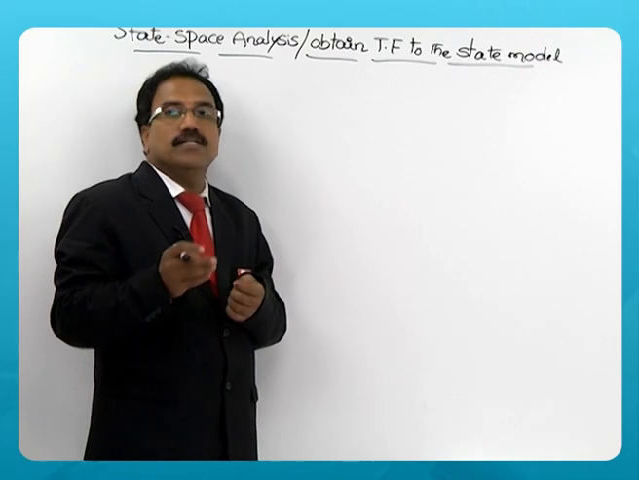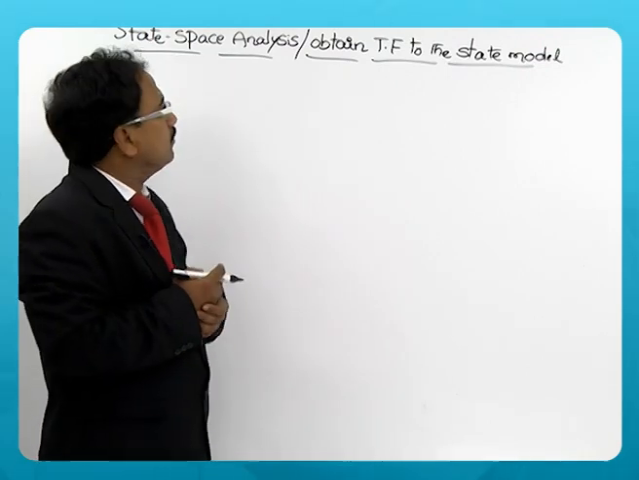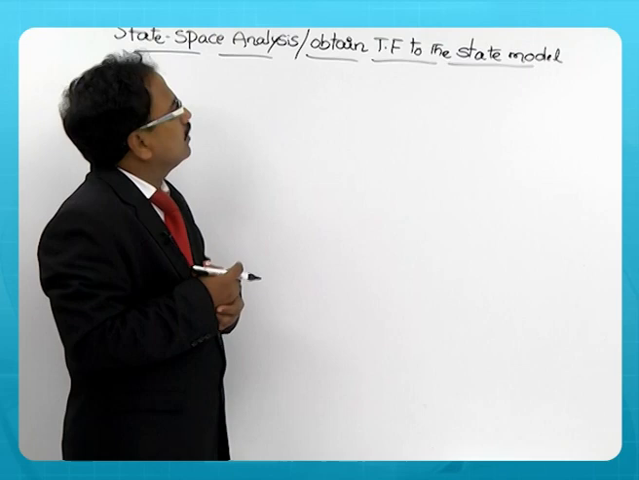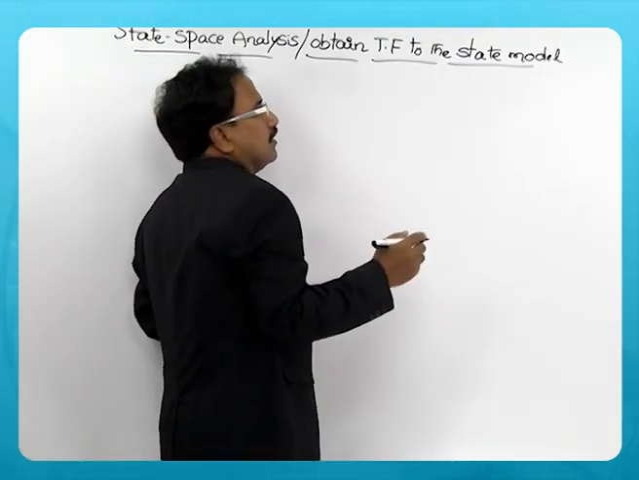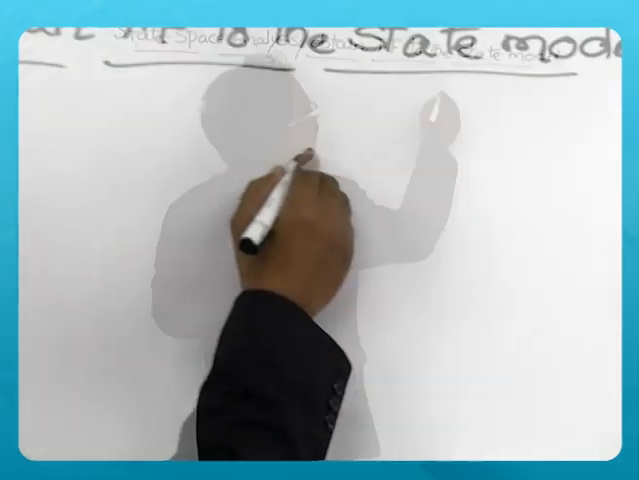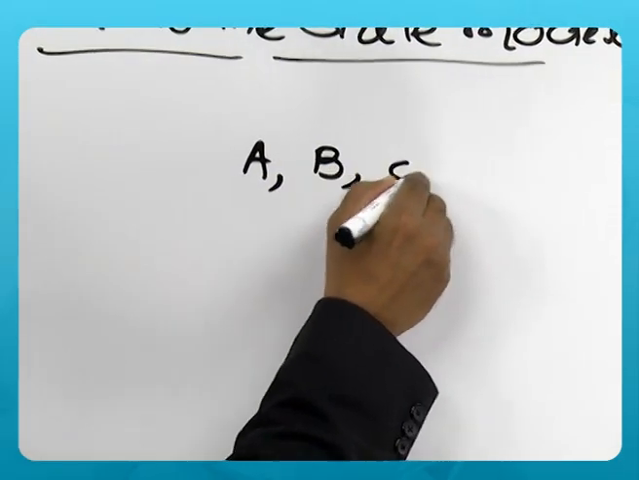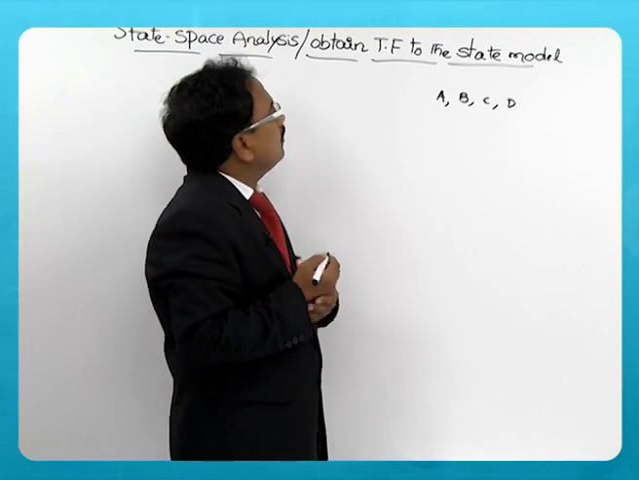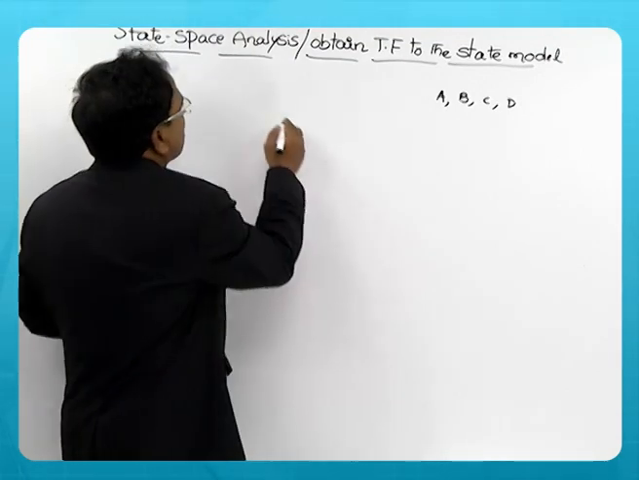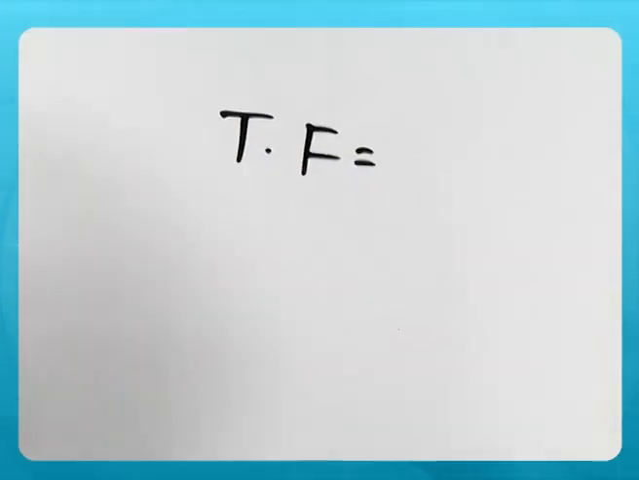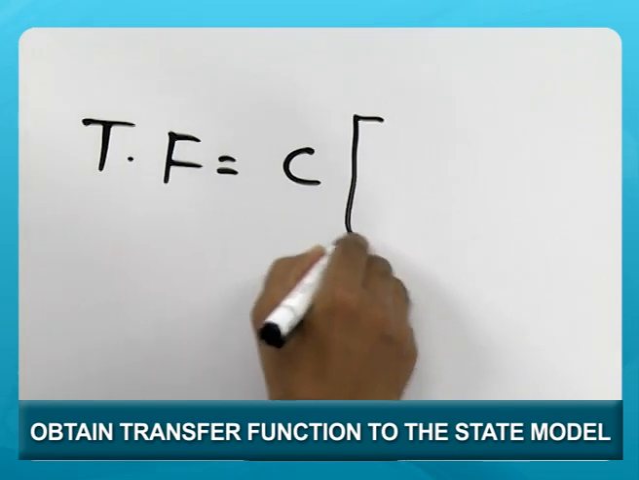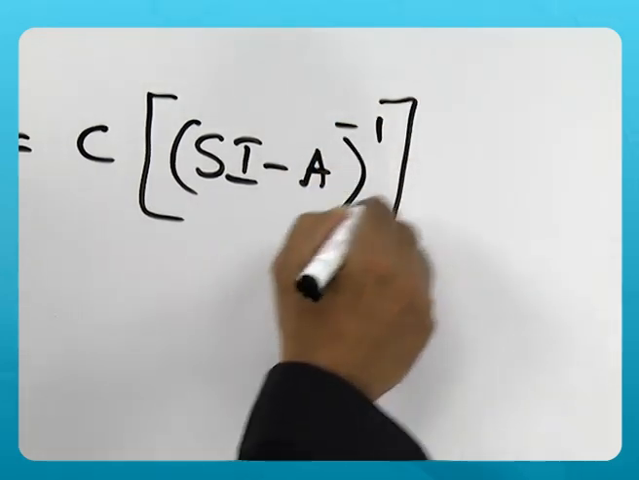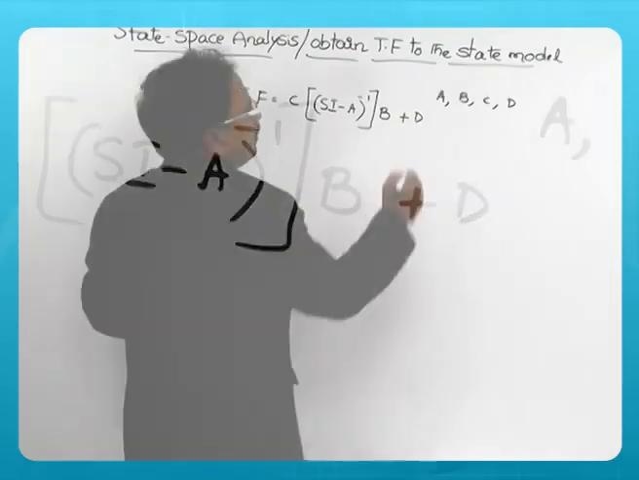When we feel that analysis is easy in the transfer function approach, how to obtain the transfer function is our question. Now, as you know, the state model will have 4 matrices: A, B, C and D. They are the matrices that appear in the state model. To get a transfer function, there is a relation that exists. The transfer function is given by C matrix, then (SI minus A) inverse into B matrix plus D matrix.